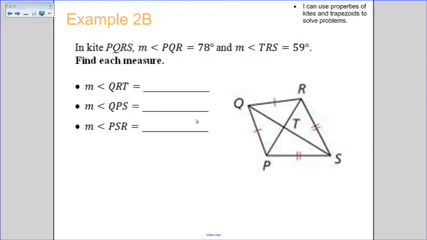Okay, here's one for you guys to do. So do this on your own. I am going to do it here, and you can check your work. Okay? So there should be your answers: 51, 110, and 62. So check your work on that, and we will keep going.